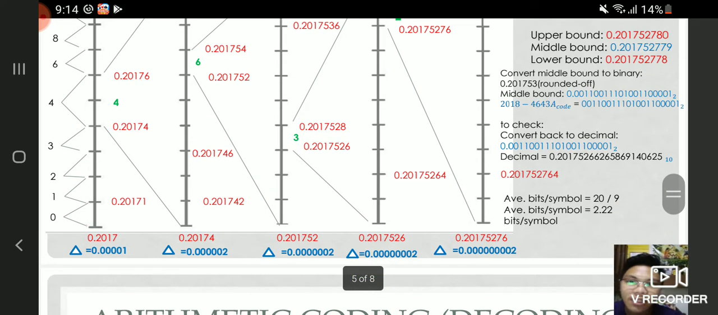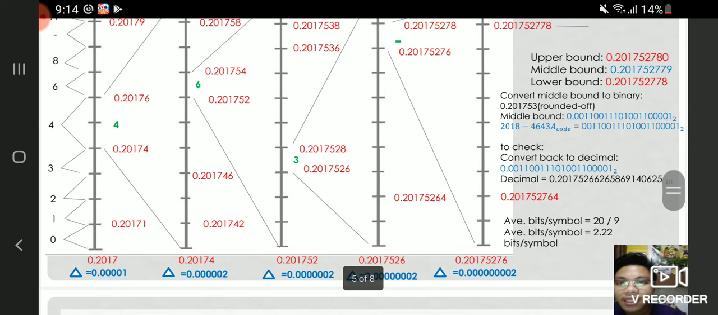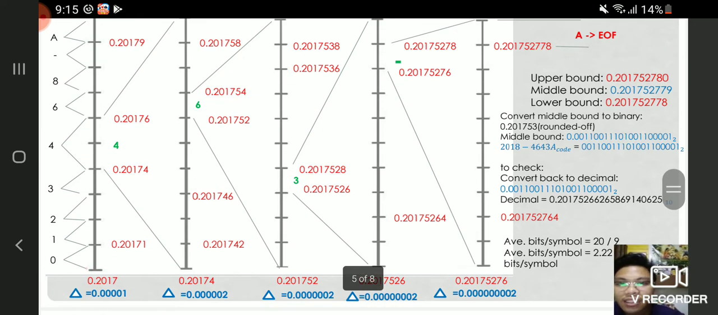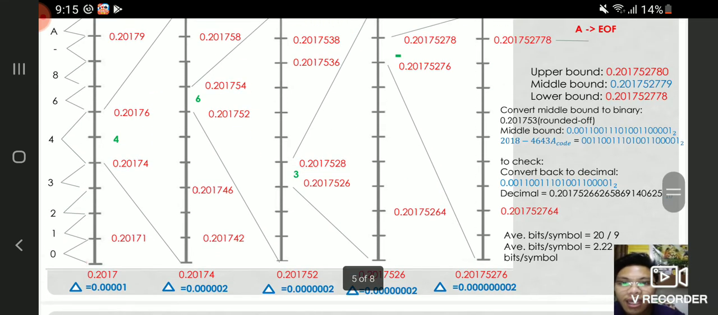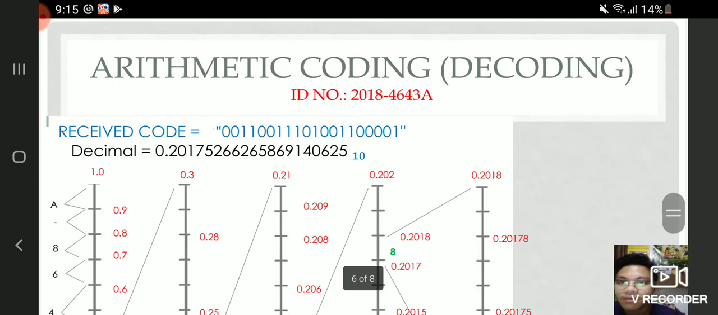To check, convert back to decimal. The decimal here will become 0.201752666265869140625 base 10. Here, in this encoded data, the average bits per symbol is equal to 20 digits in the encoded word over the digits of the middle bound. Then it will become 2.22 bits per symbol.